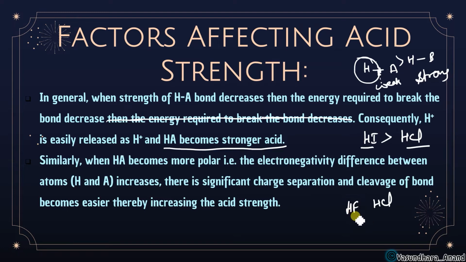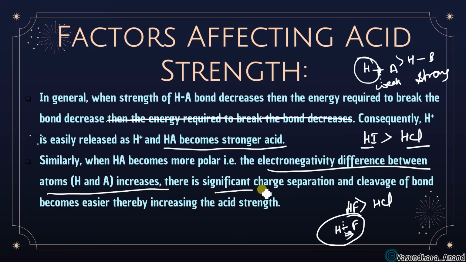But fluorine is more electronegative. So what will happen? ये fluorine अपनी तरफ इलेक्ट्रॉन लेके जाना चाहता है. Yes, this is attracting. तो ये बॉन्ड क्या हो जाएगा? वीक हो जाएगा, काफी ज्यादा वीक हो जाएगा, and that's why this will be more acidic than this. So if the electronegativity difference between H and A increases, then also the acidic strength increases.